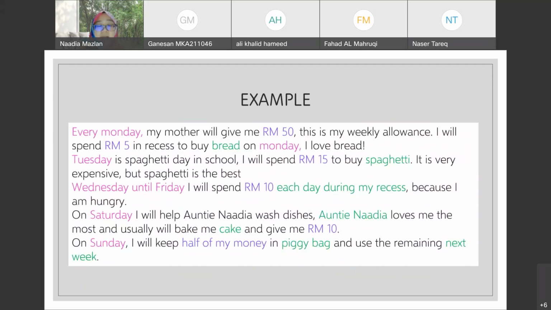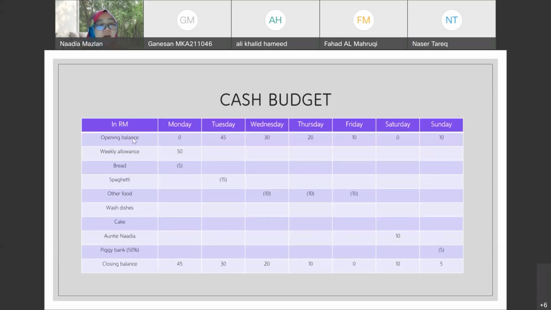Okay, now after we got the components, we got the dates, how much of it? So we've got 50 ringgit, 5 ringgit, 15, 10, 10, and half of my money. So put it back in here. Opening balance is Monday. We don't know the money. We don't know last week, does he have any money or whatsoever, because there's no information of it. So we start with 0.